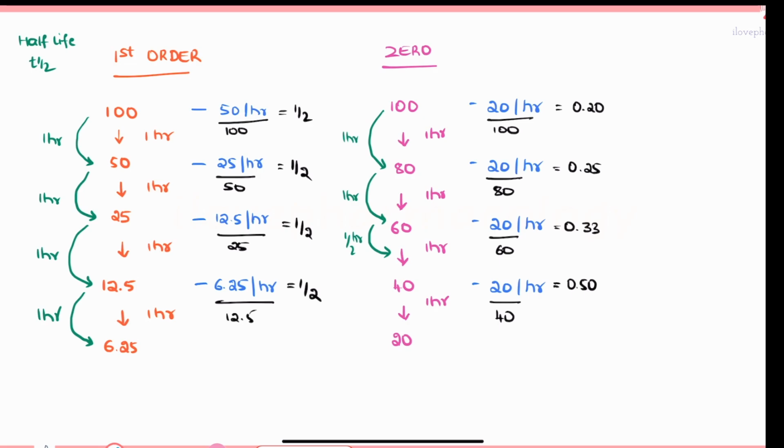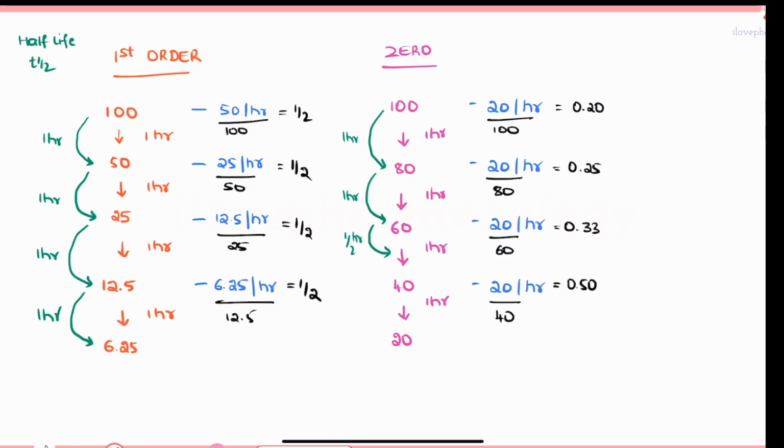Whereas in zero order, the rate of elimination is constant. See here, out of 100 molecules, only 20 molecules per hour will be eliminated. Out of 80, only 20 per hour. In the next hour also, out of 60, only 20 molecules per hour will be eliminated. That means the rate of elimination is constant, 20 everywhere. Whereas in first order the rate of elimination varies because the plasma concentration varies. That's why in first order the rate of elimination is proportional to the plasma concentration.